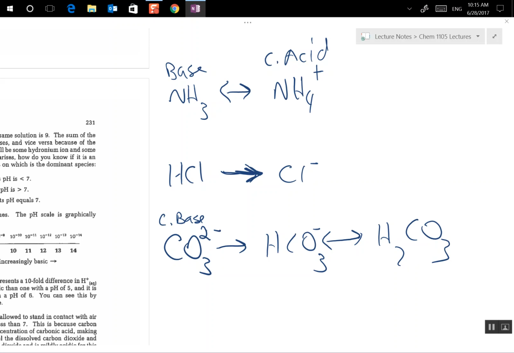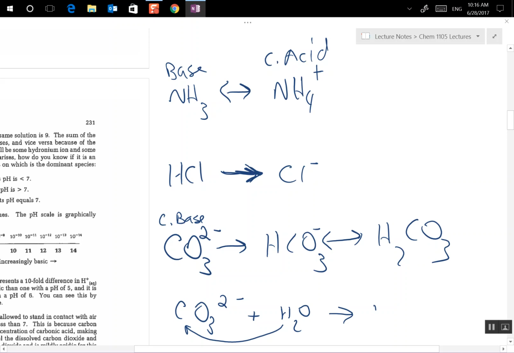Okay. So if I dissolve CO3 2 minus into solution, CO3 2 minus plus water, it's going to act as a base. And the hydrogen is going to come from the water. It's going to become HCO3 minus plus OH minus. It's going to produce hydroxide in solution. So it is a base. CO3 2 minus is a base. And it will produce bicarbonate and hydroxide.